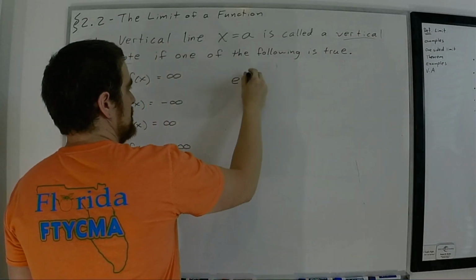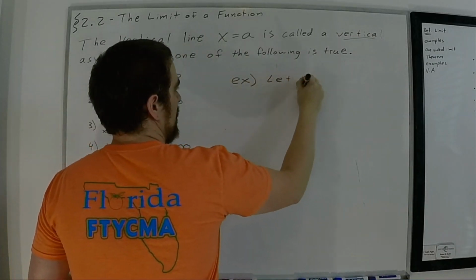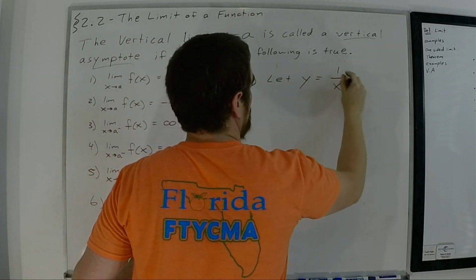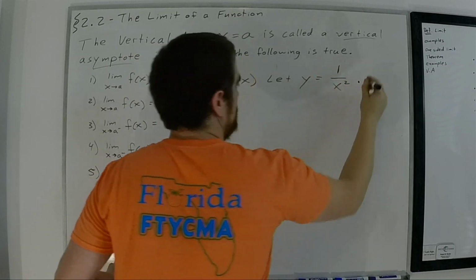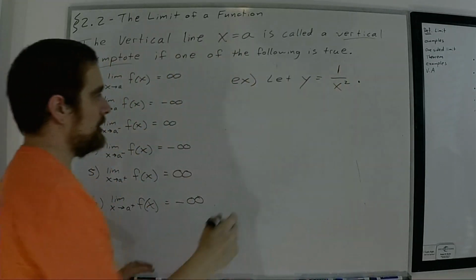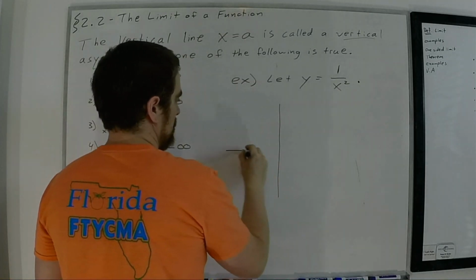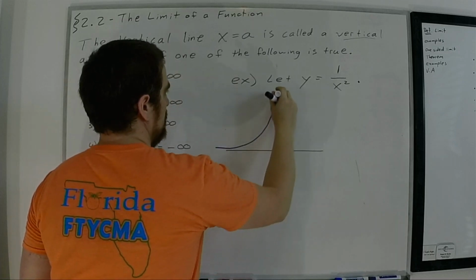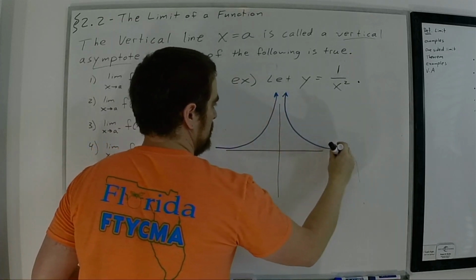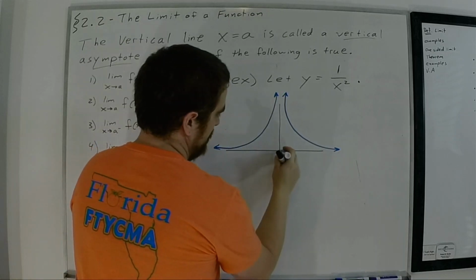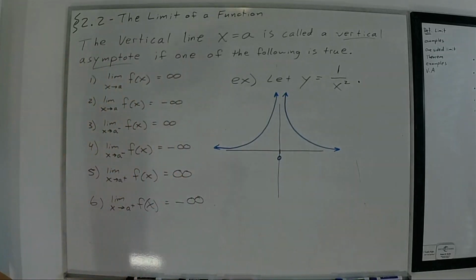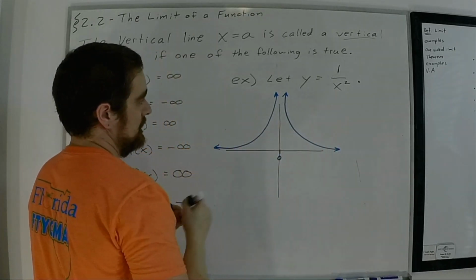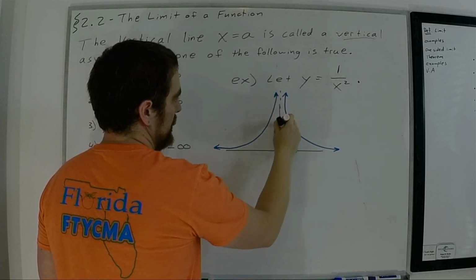All right, so let's take, for example, let y equal 1 over x squared. If we draw this function, it looks like this. I'll do it in blue. And again, I'm not being very specific about x and y values, except that right here at the origin, obviously x is 0. And x can't be 0 in our function. 0 is not in the domain of the function y equals 1 over x squared.